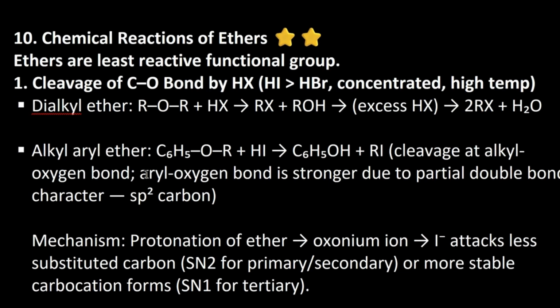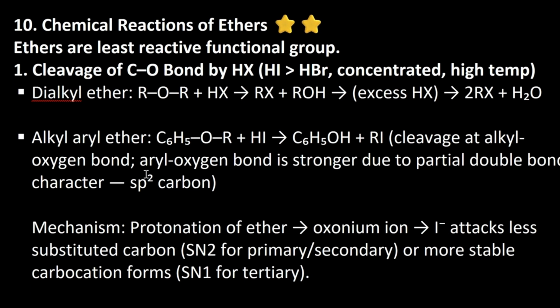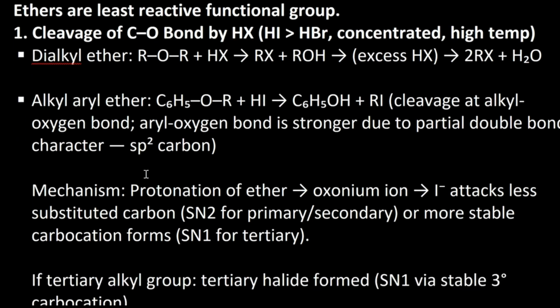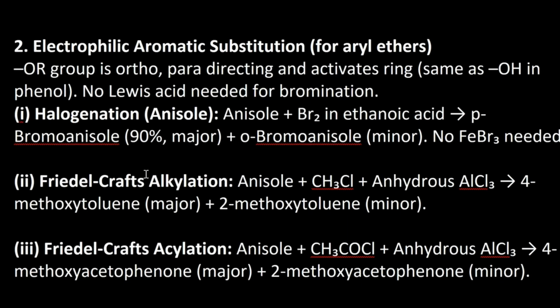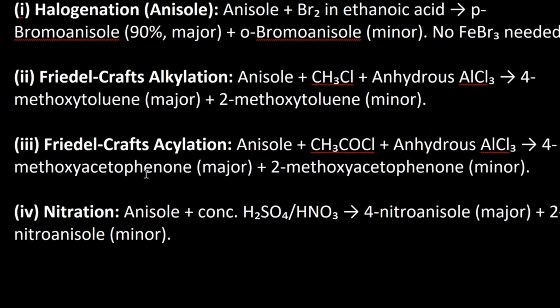Then ethers. First of all, ether can undergo reaction with HX to form RX and ROH. With excess HX, more alkyl halide is formed. For electrophilic aromatic substitution of ethers, the OR group is an activating group, so it will lead to ortho para directing positions. And it happens for halogenation, Friedel-Crafts alkylation, acylation and nitration.